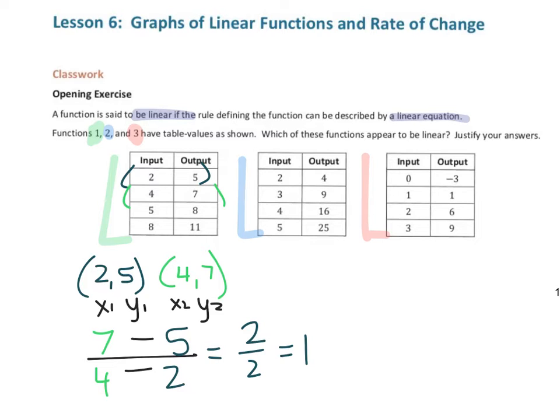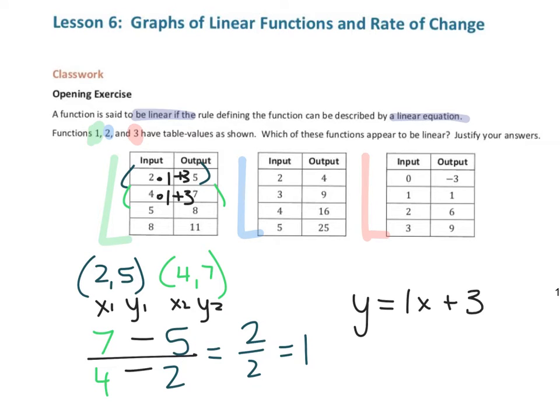So if the rate is 1, I can actually have two ways I can go about this. So in this one, I'm going to write the equation. y equals 1x plus b. So we know that they multiplied by 1. 2 times 1 would be 2, but they got 5, so maybe they added 3. 4 times 1 would be 4, but they got 7. Oh yeah, they added 3. So I'm going to hold here for a second.